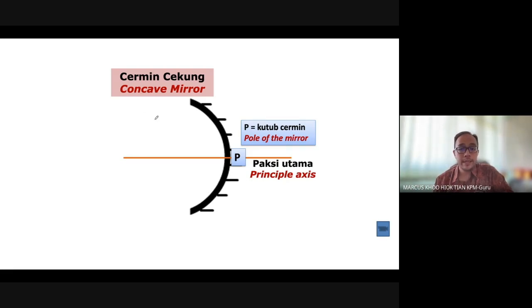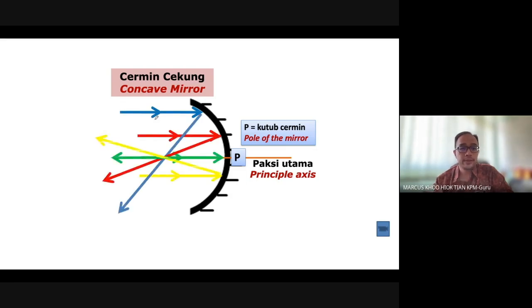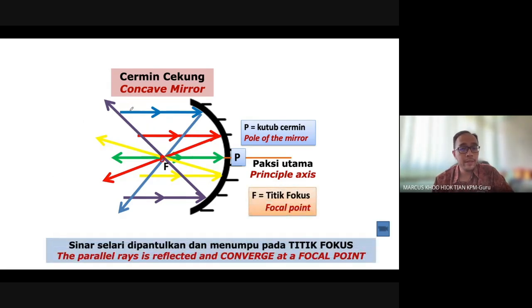Secondly, take a look at how it reflects. I made it in one go, but take a look at how it reflects. Take some time to draw this. Blue goes to blue. Just this one you can simply draw, but make sure that the focal point is over here. What we will get is that the parallel rays are reflected and converge on the focal point.